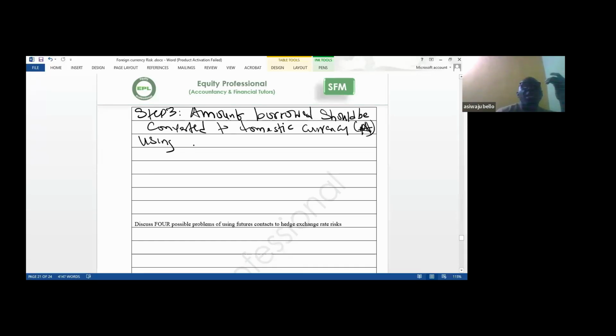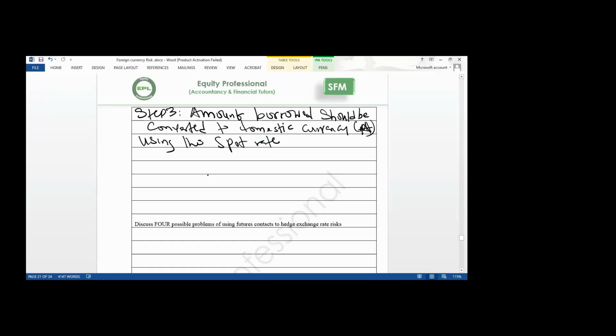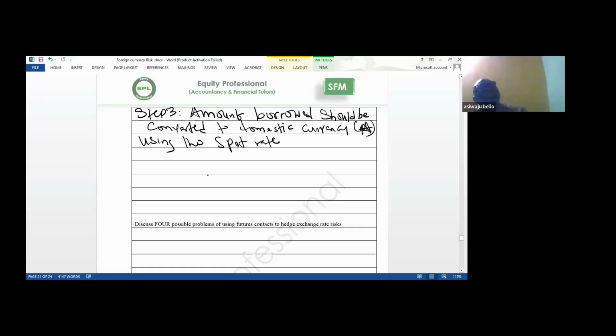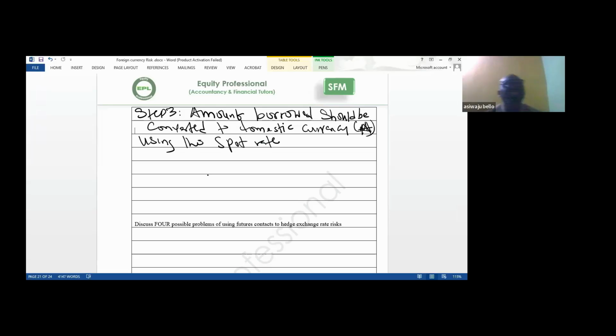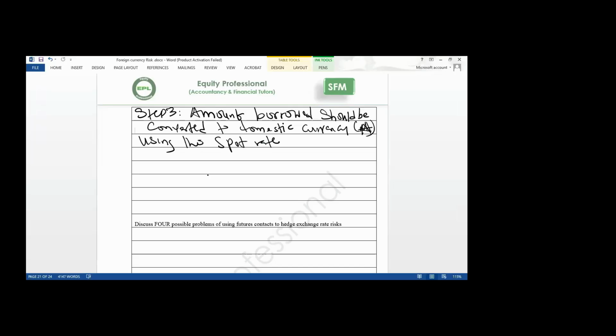Using the spot rates. Go and check the spot rates. You are given 1.7818 to 1.7822. Are we going to use the first rate or the second rate? But you can answer that question. Do analysis.